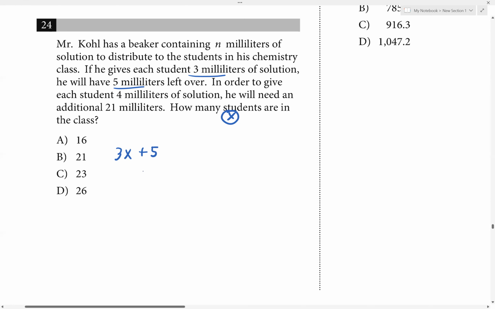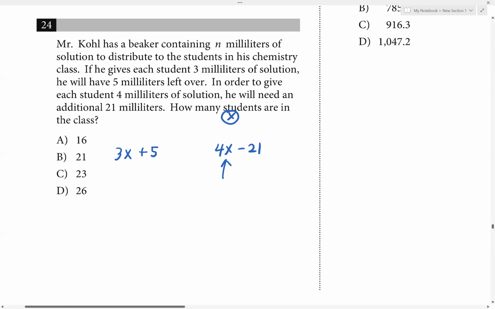And then the second scenario, we can also try to represent. It says if each student gets 4 milliliters, that's 4x. But he will need an additional 21 milliliters. So he doesn't have enough to give each student 4 milliliters. He's 21 milliliters short in order to get to 4x. So to represent how many milliliters he has right now, we have to do 4x minus 21.